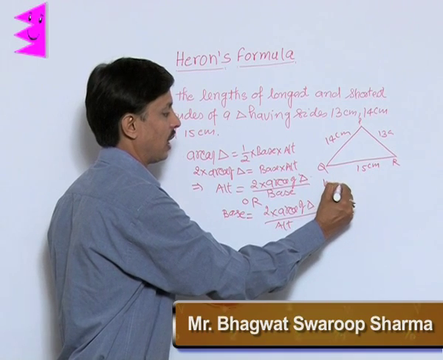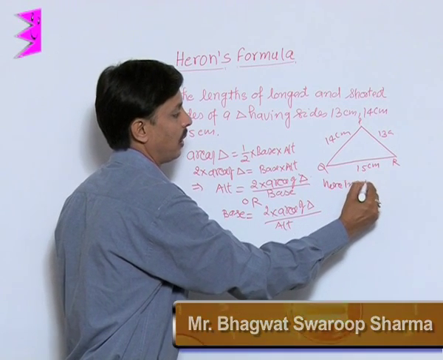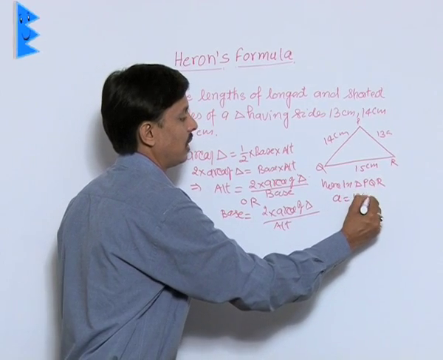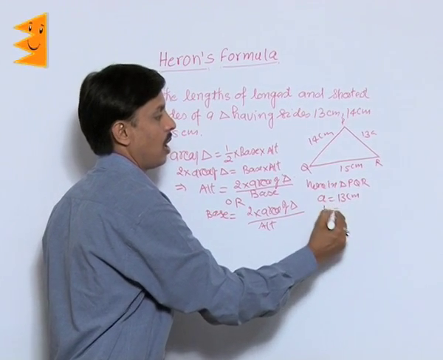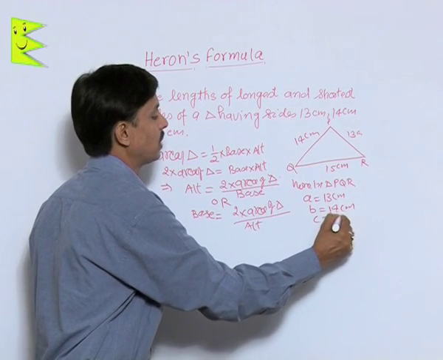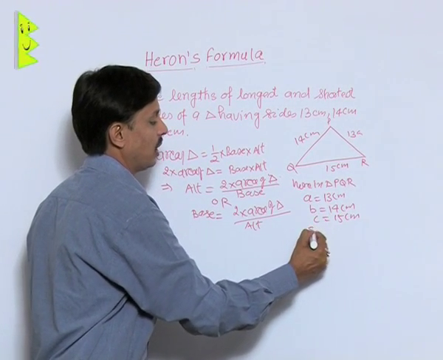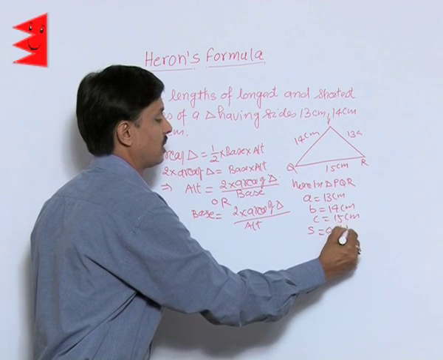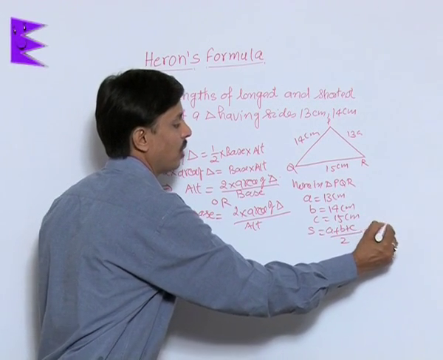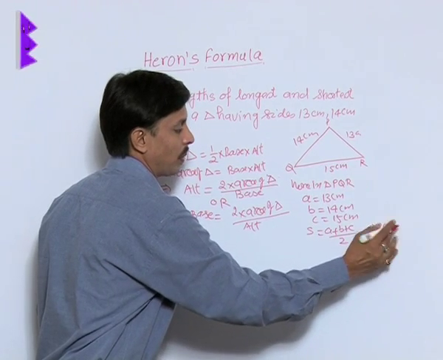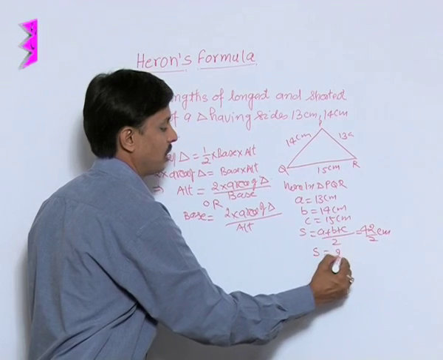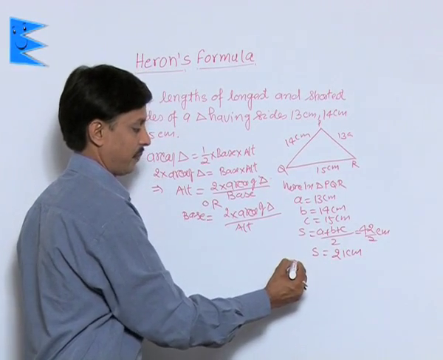Here in triangle PQR, sides are A is 13 centimeter, B is 14 centimeter and C is 15 centimeter. Semi perimeter S is given by (A plus B plus C) upon 2, that will be how much? 42 upon 2 centimeter. So answer of S is 21 centimeter.